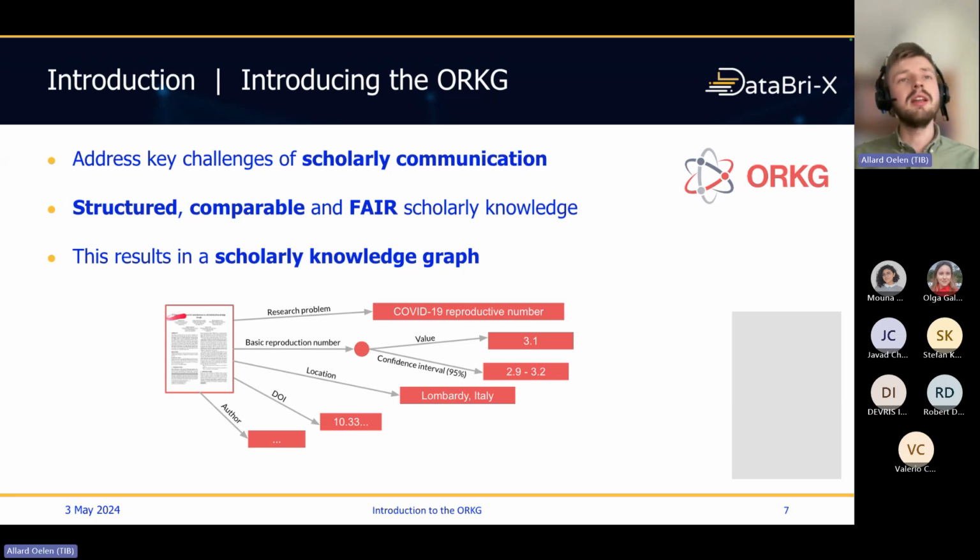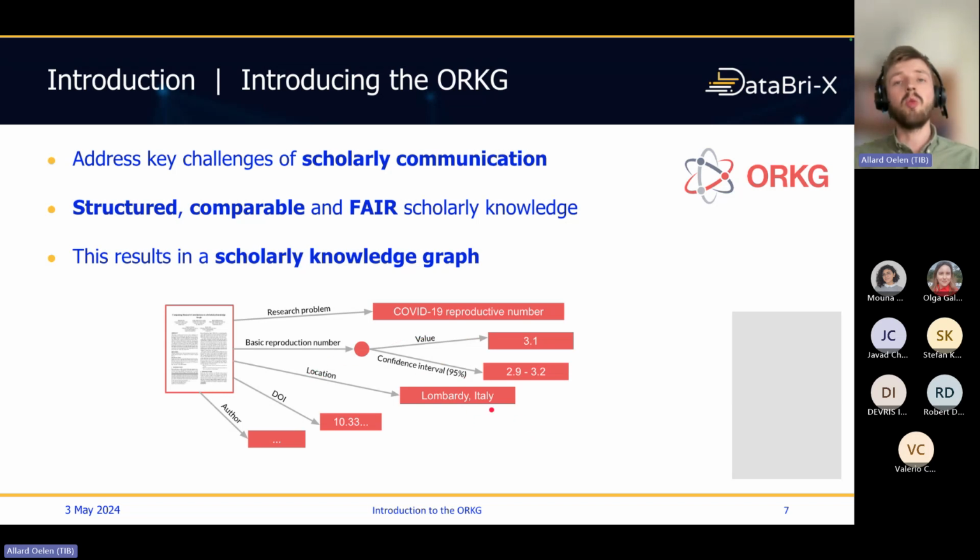In this case, we can see an example. There is a paper here that addresses a specific research problem, in this case, COVID-19. So we'll use this as a running example from now on, COVID-19 reproductive number research. Here we can then see numbers that are presented, so the basic reproduction number and a confidence interval.